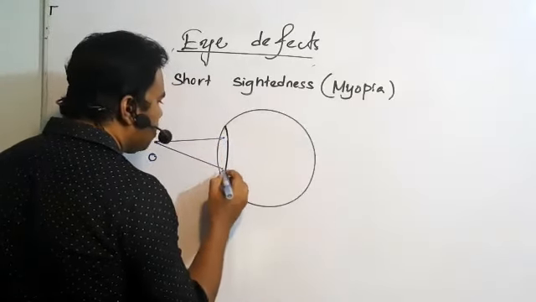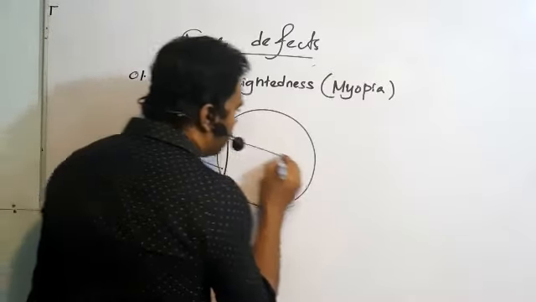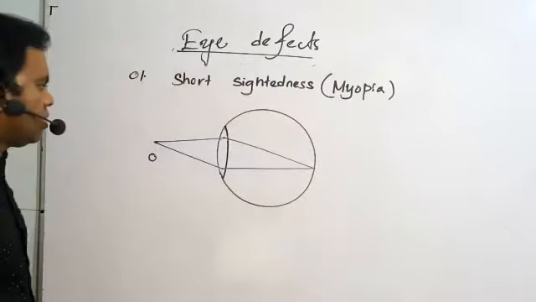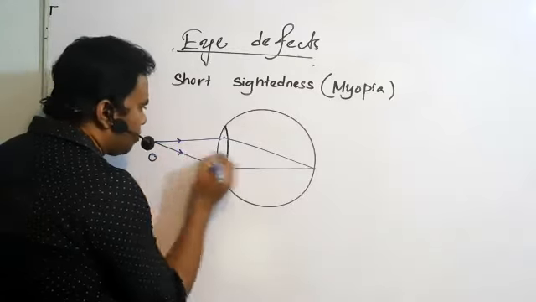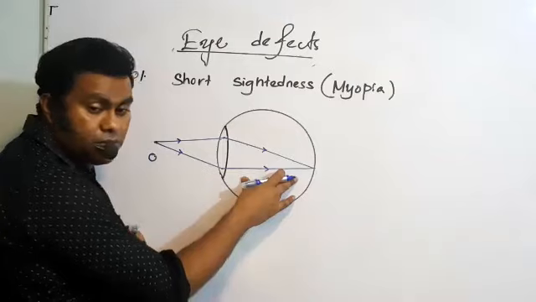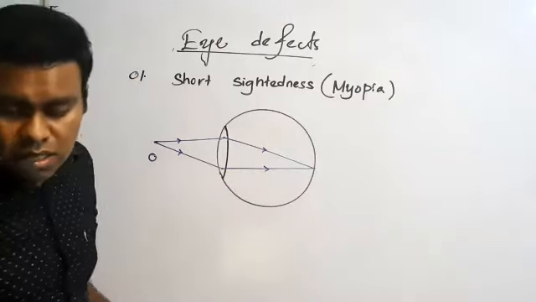That means closer objects are correctly focused to the retina. So this is the normal situation. Closer objects are clearly observed. But this is not the problem.